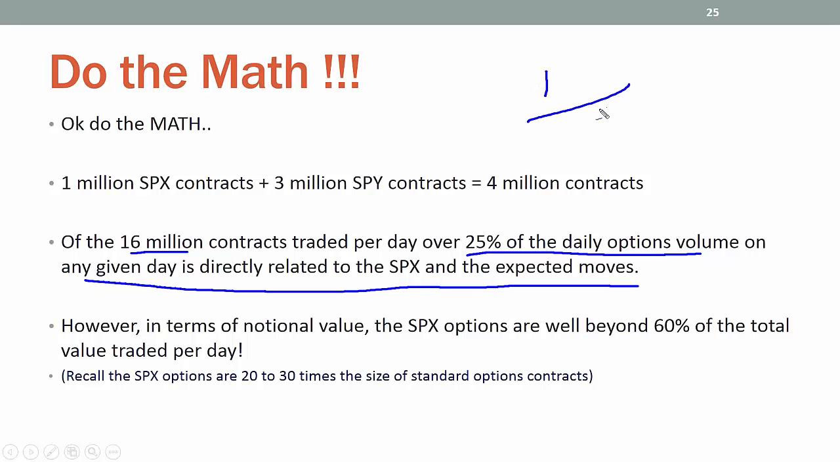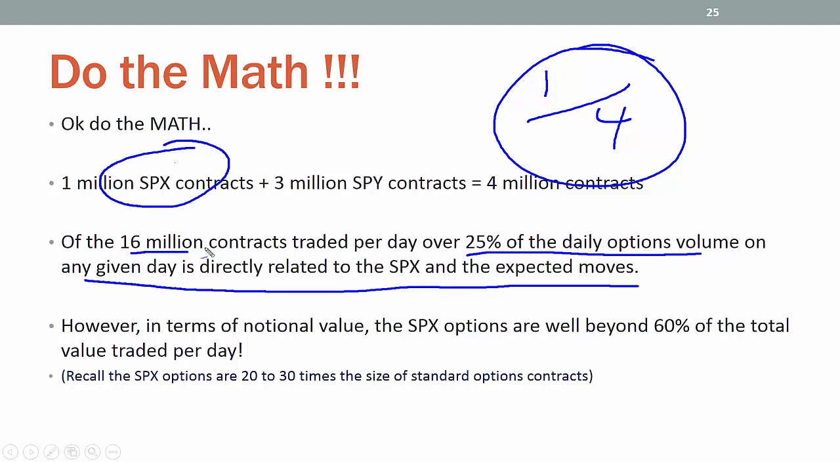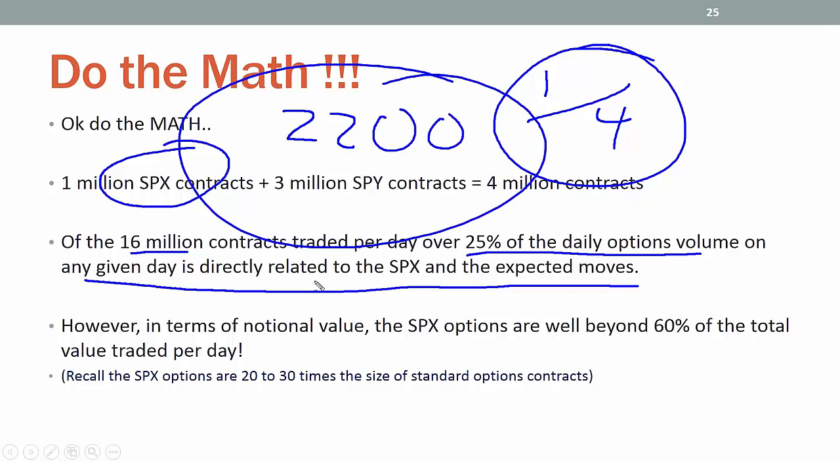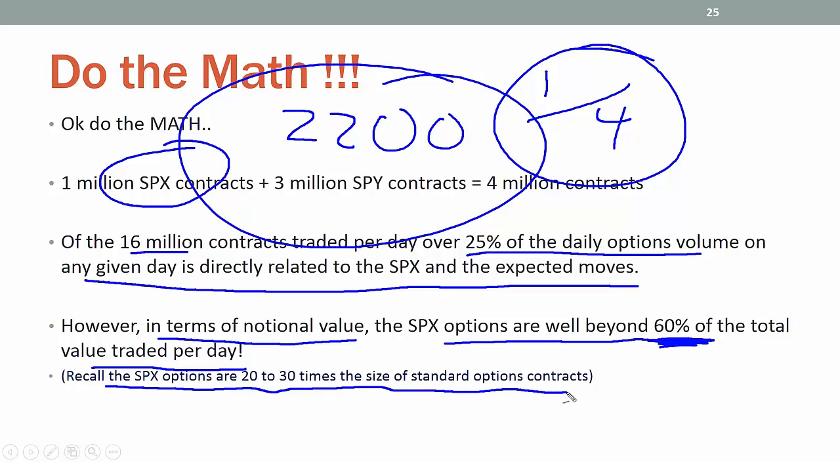So right now, we have 1/4 of the total contract size every day related directly to the SPX. But here's the crazy thing. Because the SPX is a $2,200 product, because it's a behemoth product, in terms of notional value, the SPX options account for 60% of the total value traded per day. Recall, the SPX options are 20 to 30 times the size of standard option contracts.